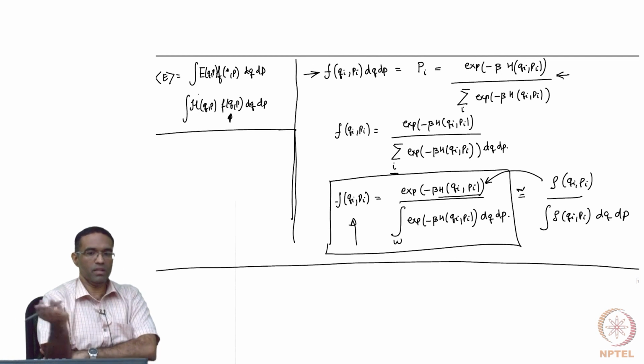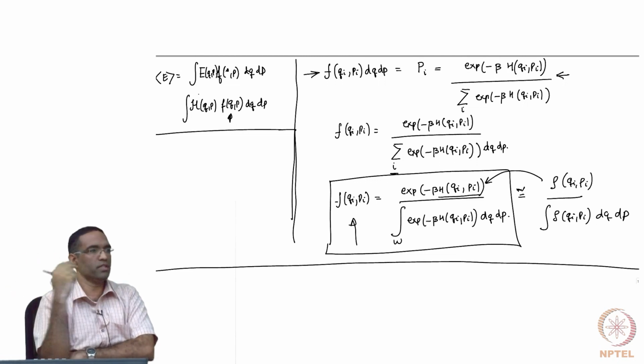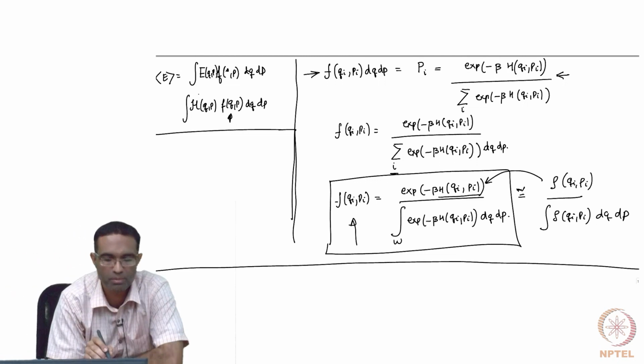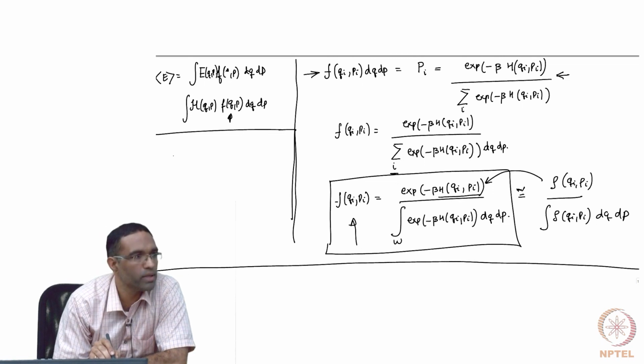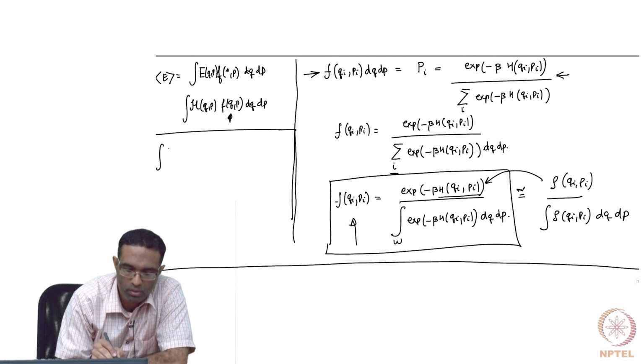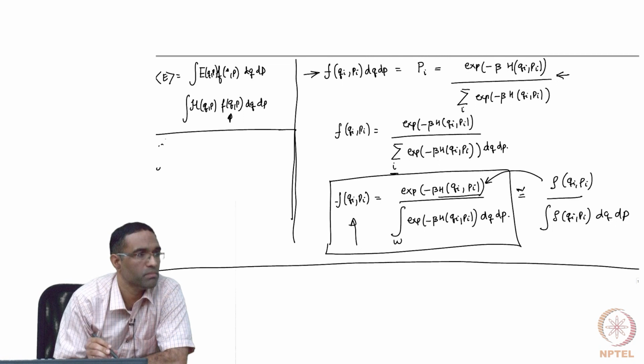So E of q comma p, or H of q comma p, is nothing but half mv square plus the potential energy of the system. So in principle, if you want to find out the average energy of a gas at a particular temperature T, you can find it out by just substituting for H the kinetic energy of the system.